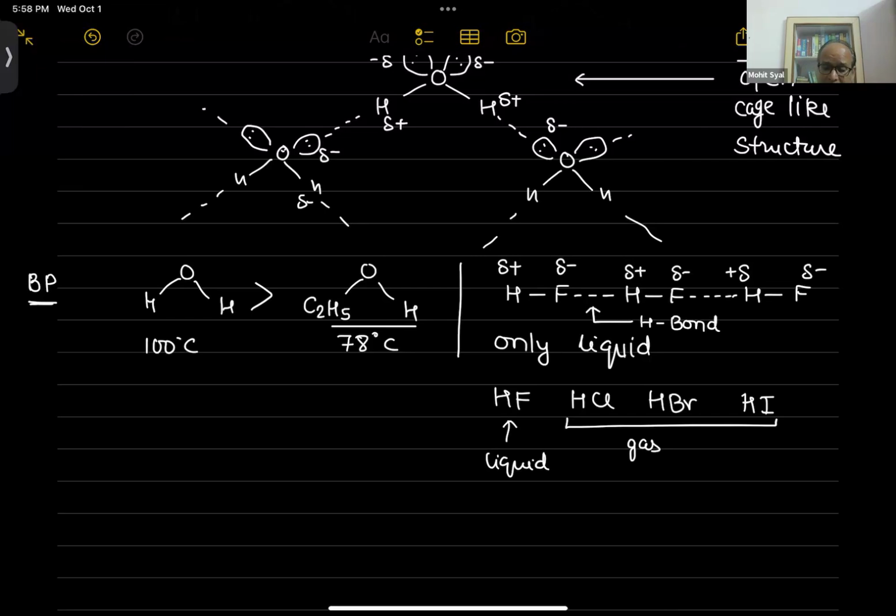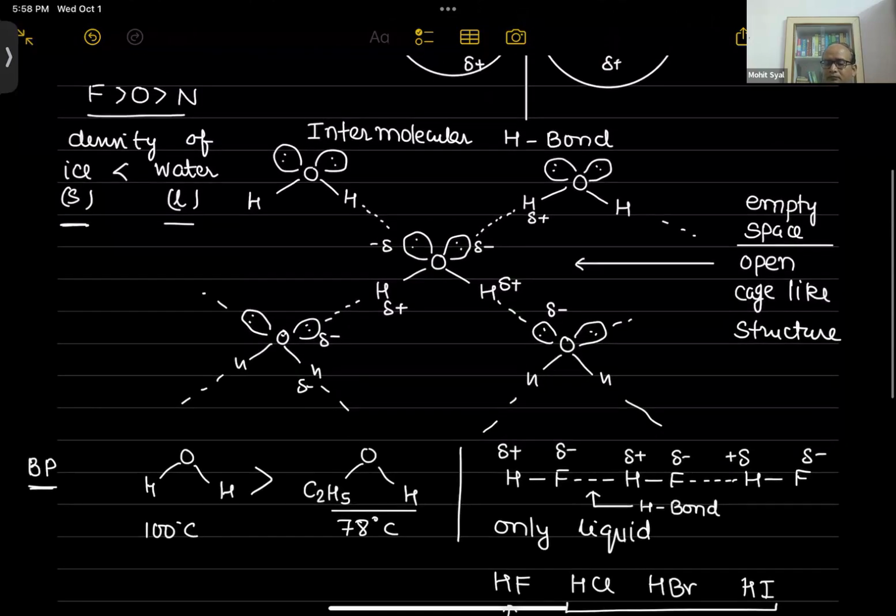But what happens to HCl, HBr? They will not have that much H bonding, or it will not be called H bonding, because in HF it is very strong since fluorine is the most electronegative element. That brings sufficient positive charge on the H, and that enables it to attract the F atom of another molecule more strongly. That leads to hydrogen bond. Got it? Clear or not? Any doubts?